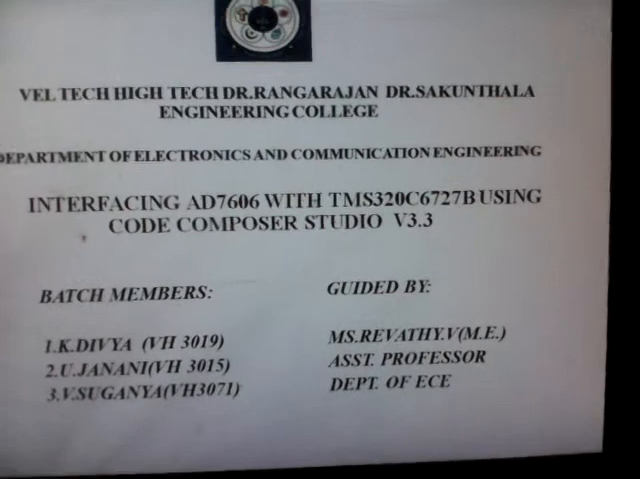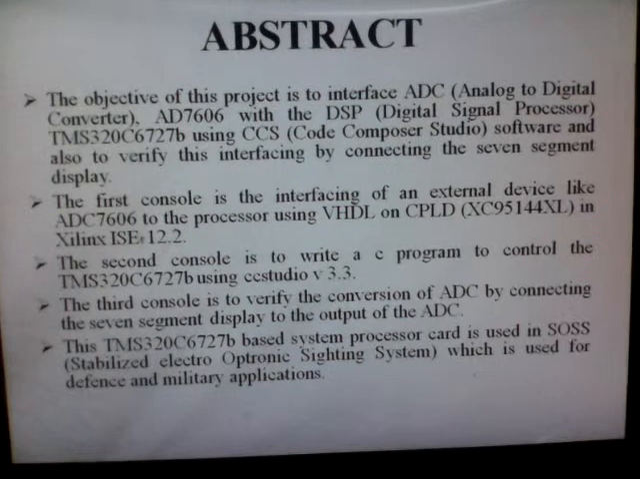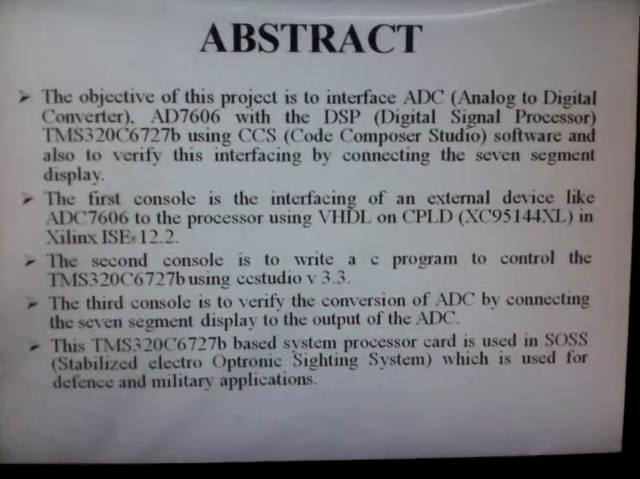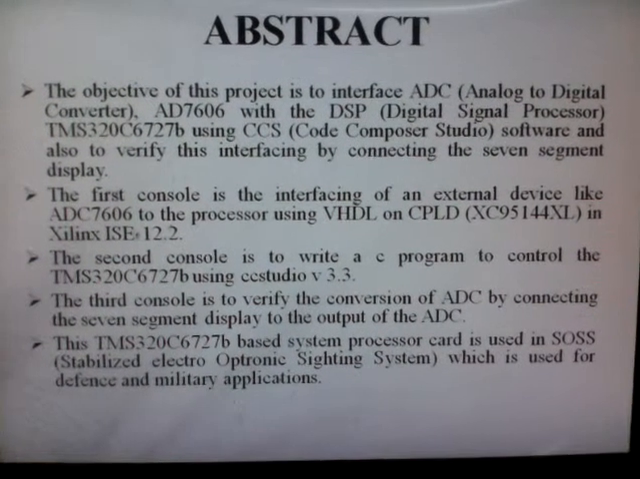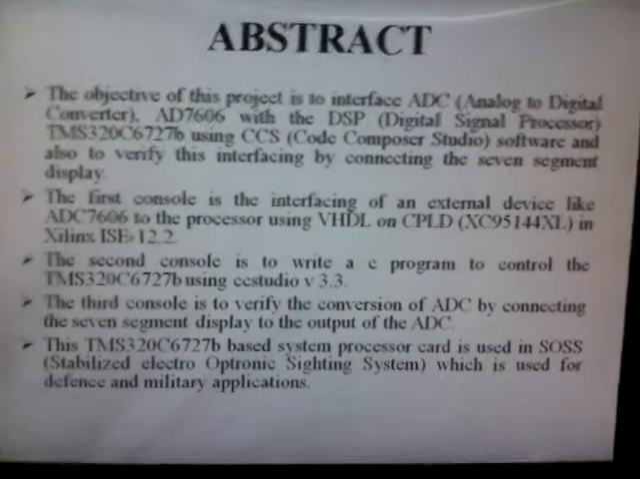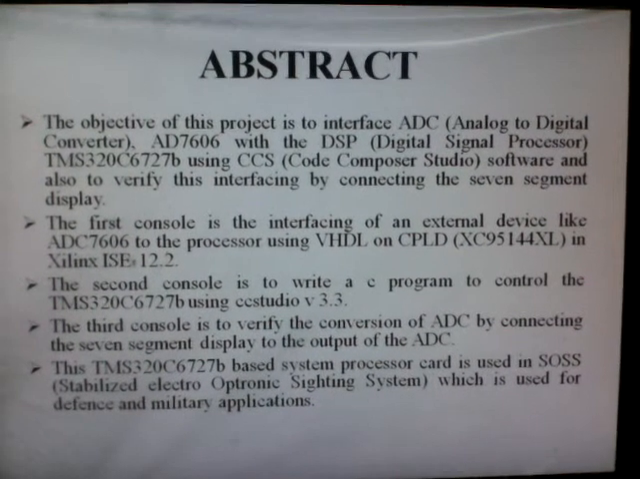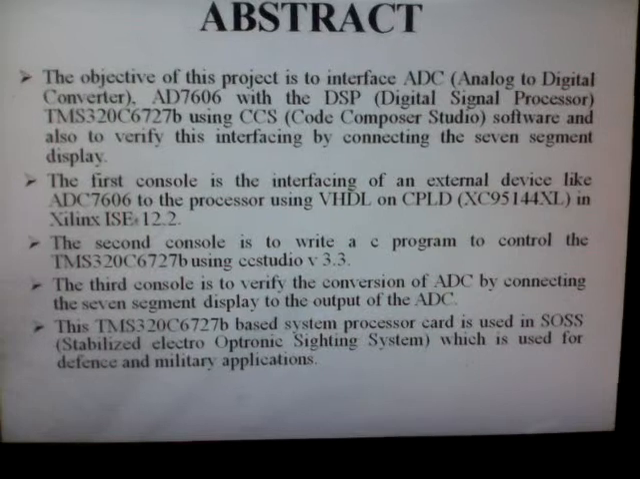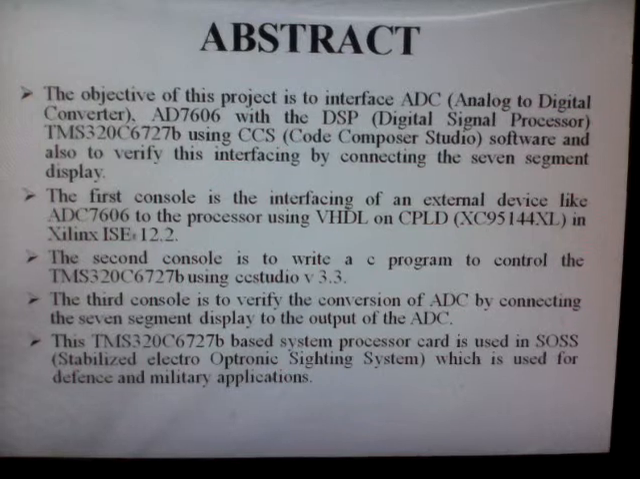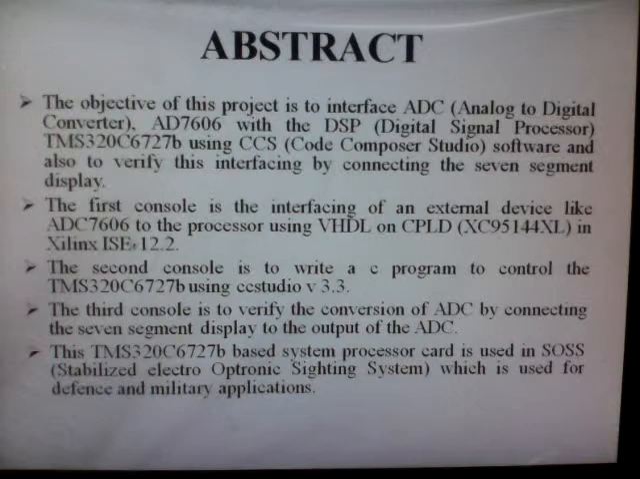In this video, we are going to explain the basic concepts behind our project. First, we shall see the objective. The main objective of our project is interfacing an analog to digital converter with the digital signal processor using Code Composer Studio software. We are also going to verify the interfacing by connecting the 7-segment display to the output of our ADC. The ADC which we are using here is AD7606 and the DSP is TMS320C6727B. This setup is mainly used in the SOSS card, that is Stabilized Electro-Optronic Sighting System, in defense and military applications.